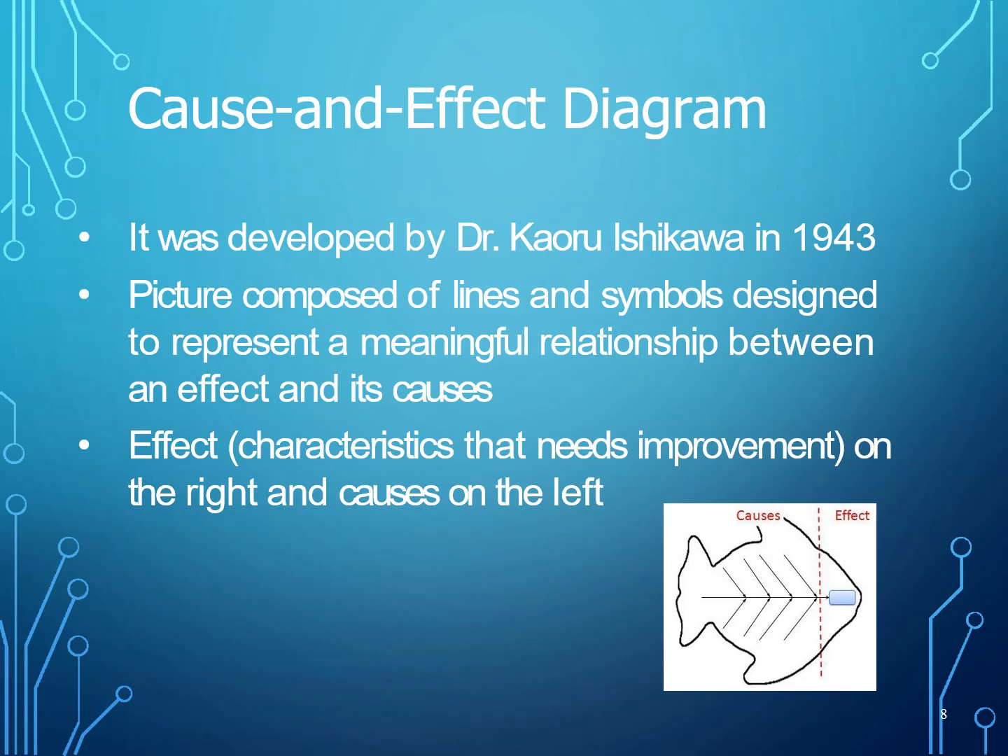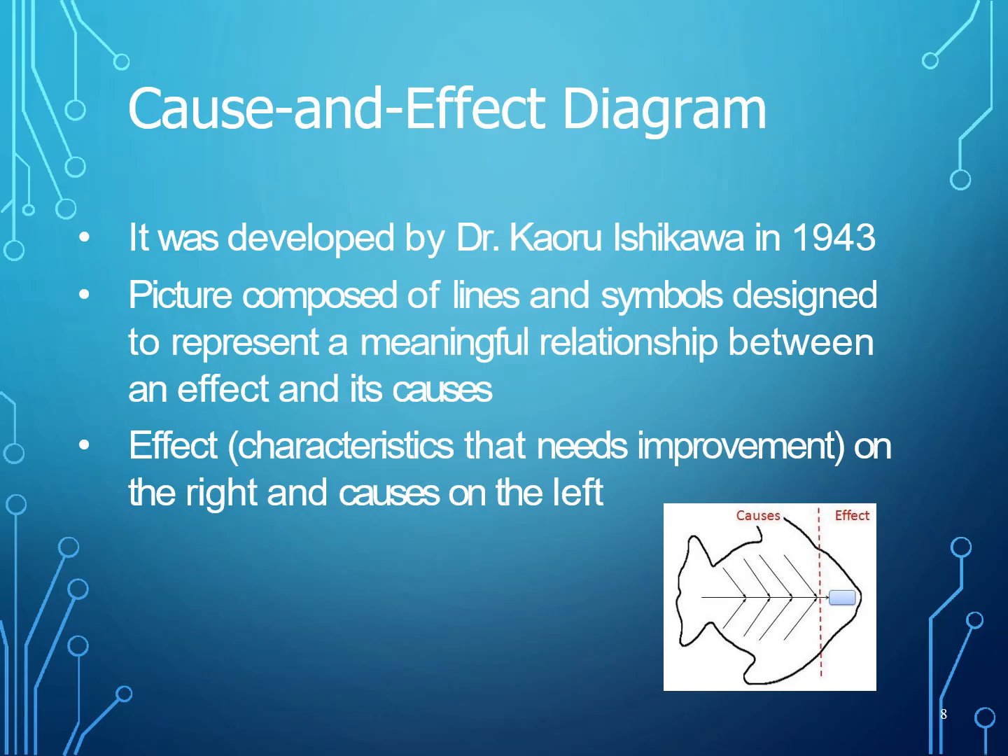One of the most powerful and visual methods used in failure analysis is the cause and effect diagram. You might also hear this called the fishbone diagram or the Ishikawa diagram, named after Dr. Kaoru Ishikawa, who developed this tool in 1943. This diagram is essentially a picture consisting of lines and symbols designed to show a meaningful relationship between a defined effect and all its potential causes.